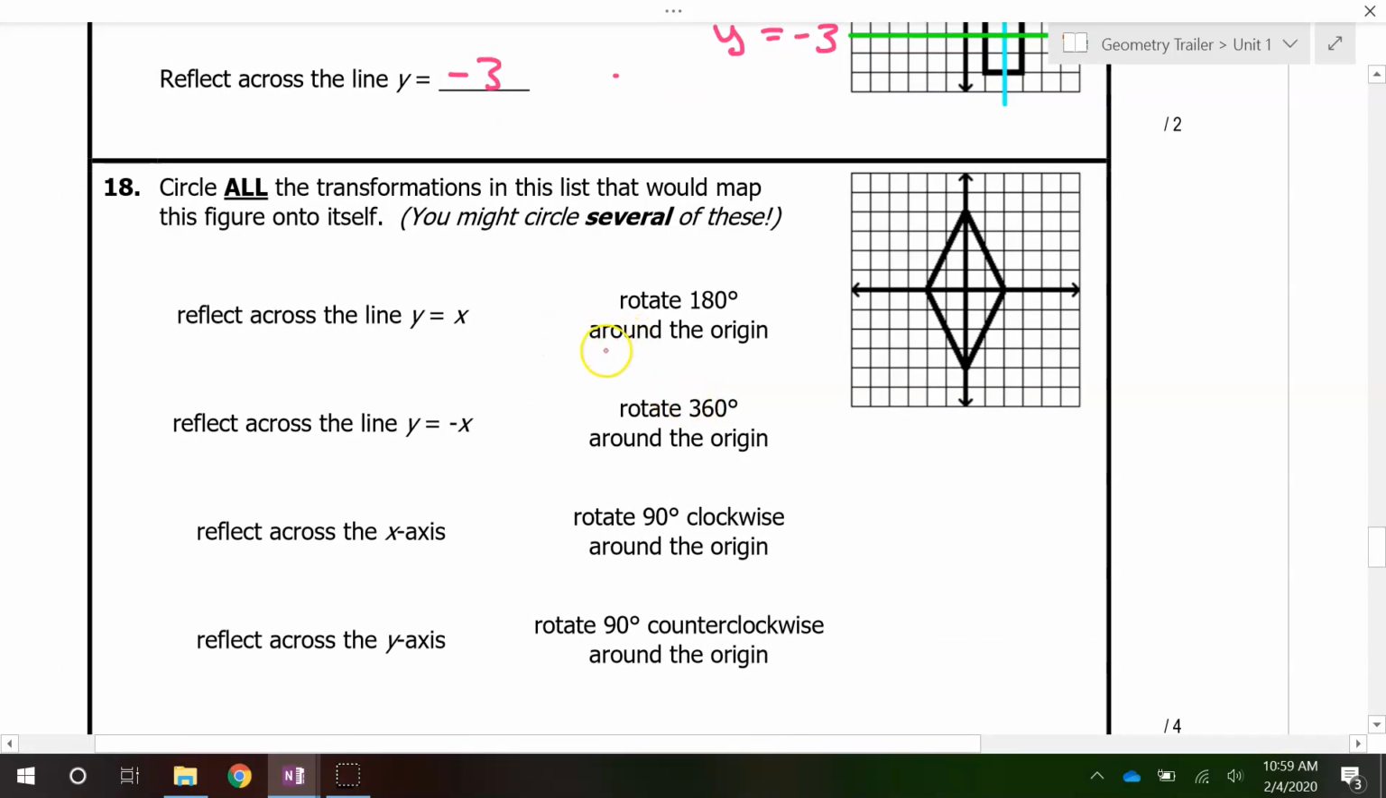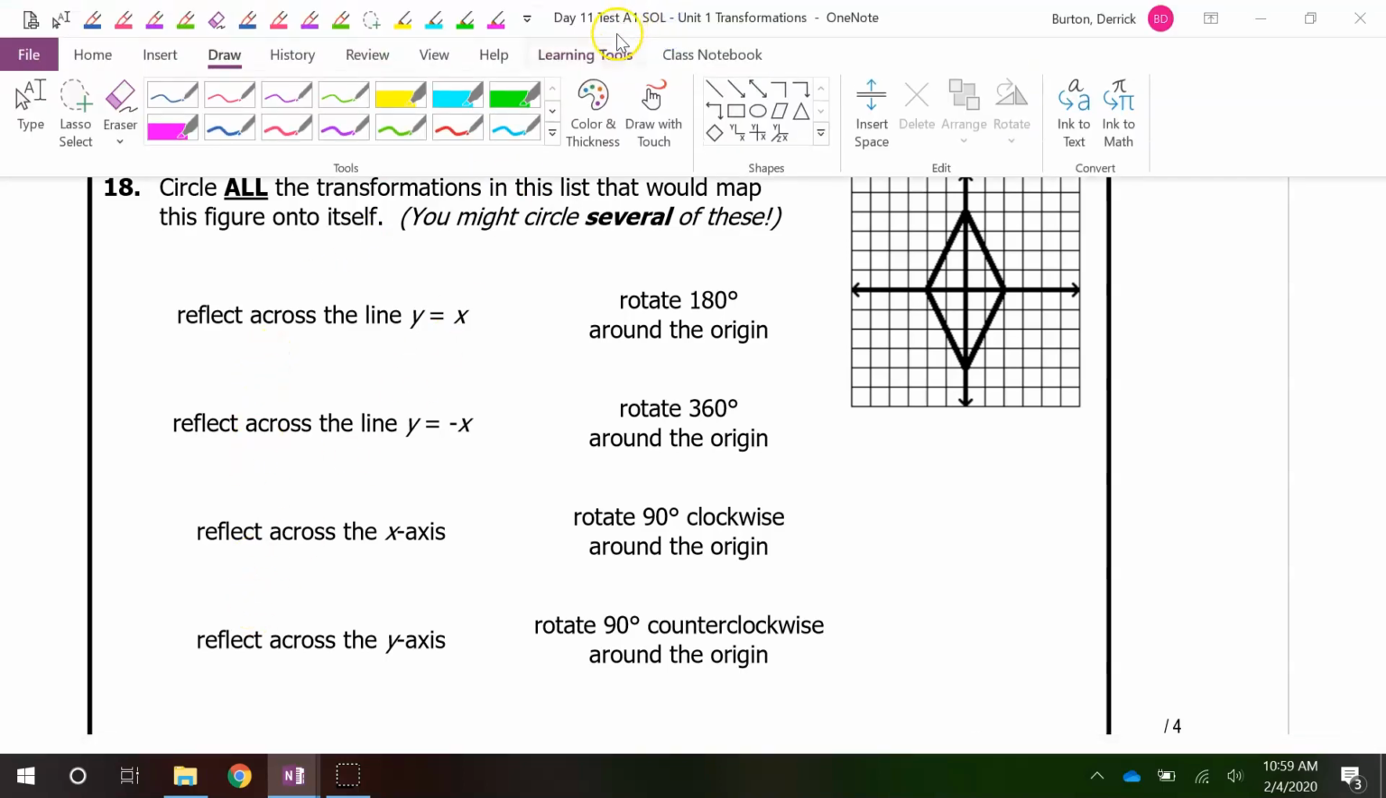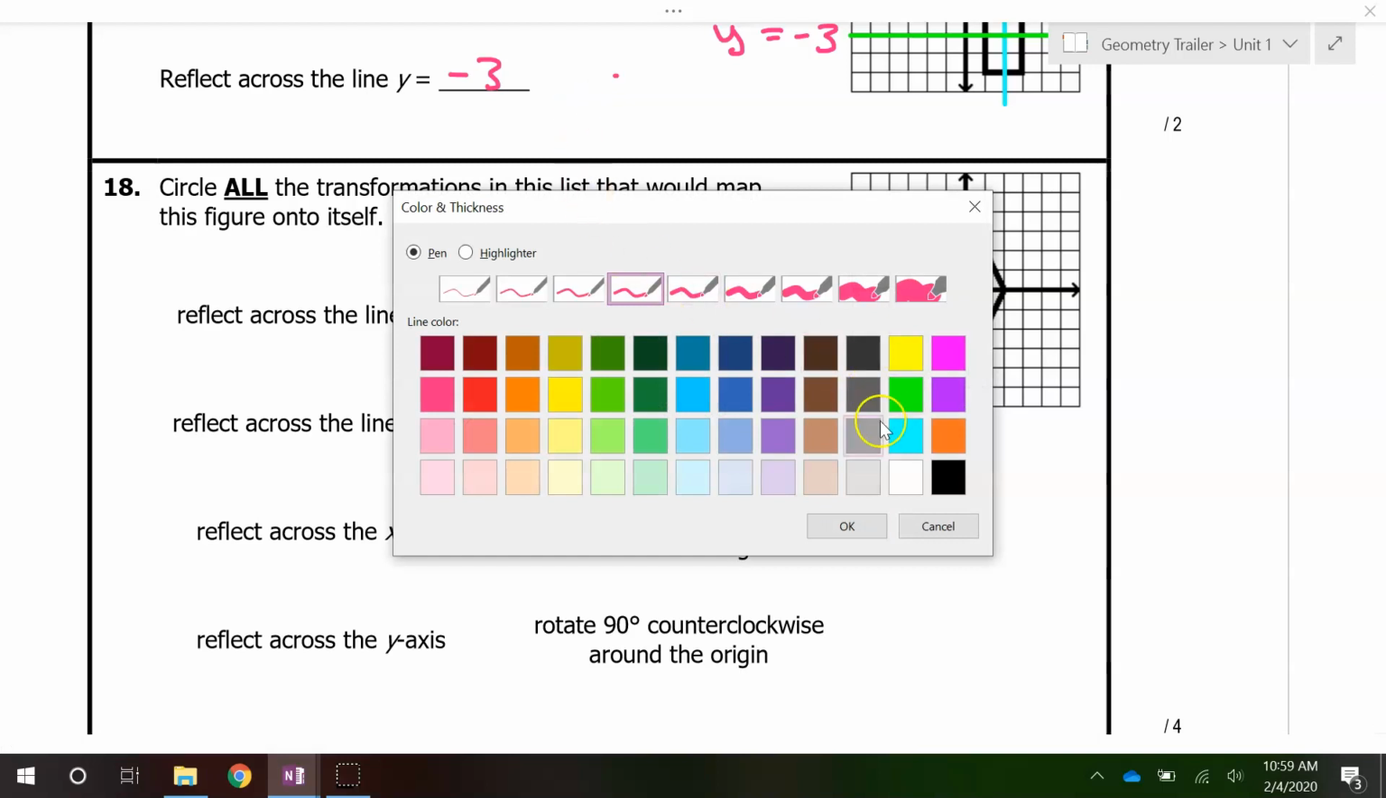This one has rotations in there also, so we have to be careful about that. Let's start with the lines of symmetry, because those will give me the reflections. Okay, so let's see.